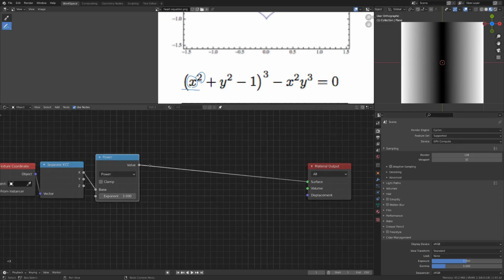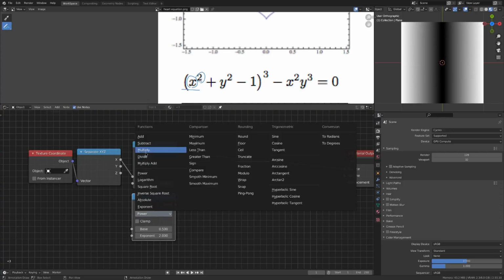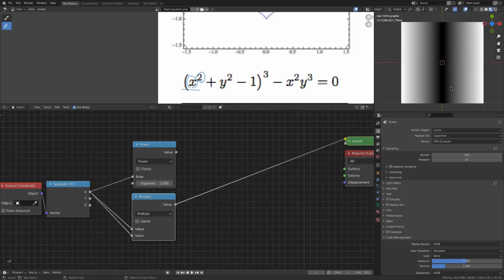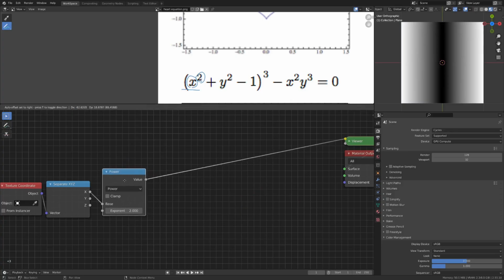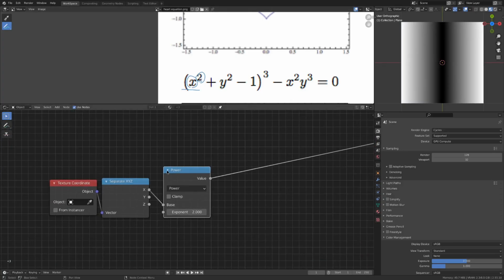By the way, x squared is the same as multiplying x by itself, because x squared equals x times x, so that's why we get the same result. But I'm going to just use a Power node because I want to keep it simple. We are going to keep organizing it.